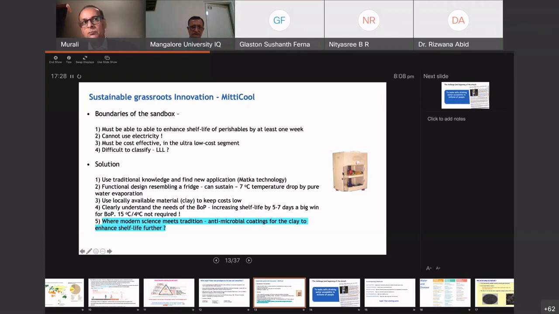So he basically put a glass window here, which you can open and close, and inside the glass window he put a couple of shelves, and he could sustain a 7 degrees Celsius temperature drop, depending on the relative humidity of the environment, the ambient, and so on. You could get a 7-degree temperature drop from the ambient to the inside. And he was very successful. It was picked up by the National Innovation Foundation and became a big success.